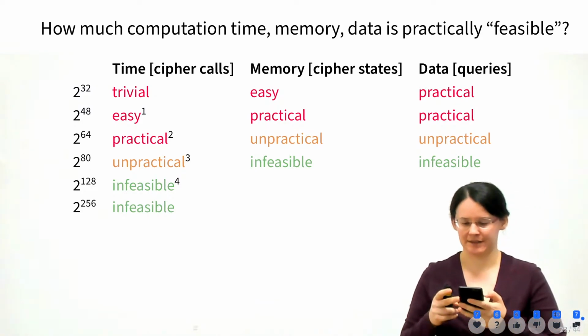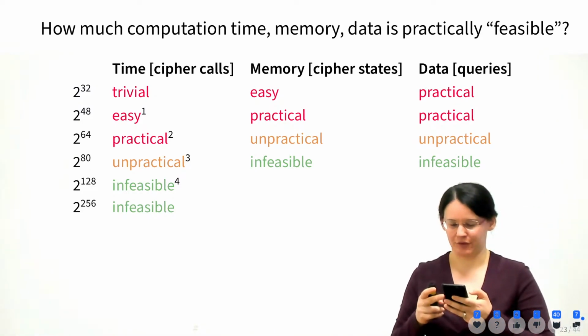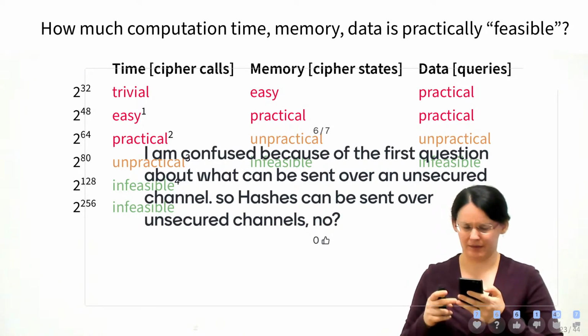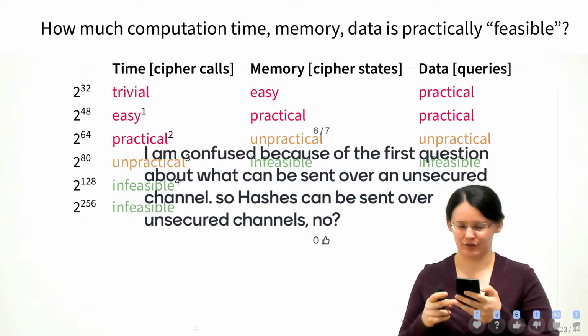So one question is, somebody is confused because the first question about what can be sent over an unsecured channel, blah, blah. So hashes can be sent over unsecured channels.